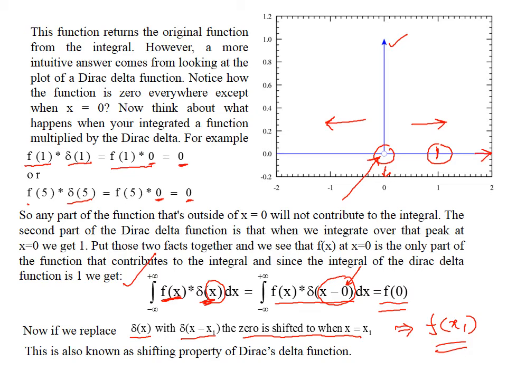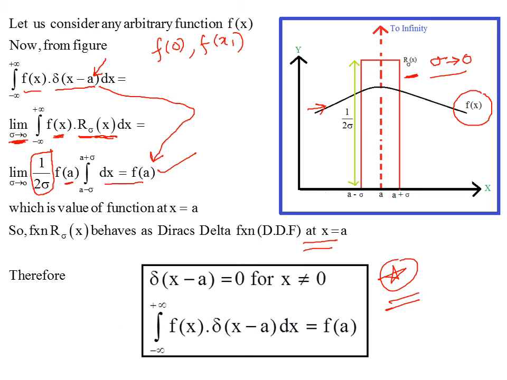Instead of this, if I replace my delta x with delta x minus x1, then this 0 is shifted to x minus x1. Then, instead of f of 0, we have the value f of x1. So this is known as the shifting property of Dirac's delta function, where the value of the function shifts as per the requirements of our Dirac.